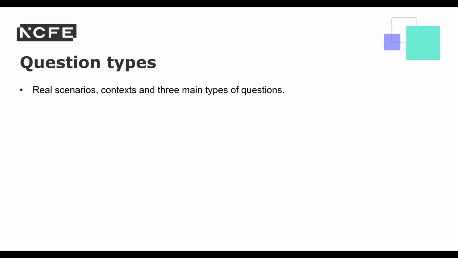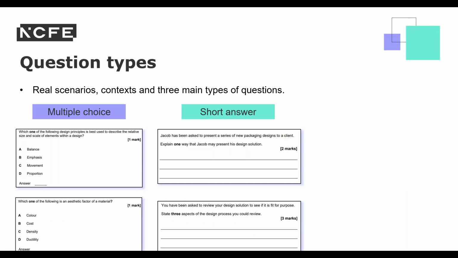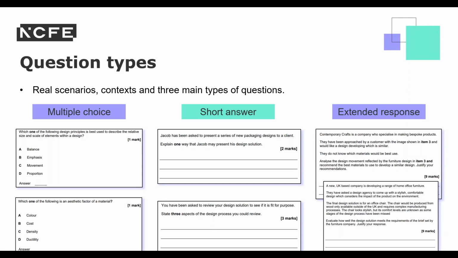There are 3 main types of questions on the external assessment, and where possible, they have been set within the context of the subject with real-world case studies. The first type of question is multiple choice and usually worth 1 mark. Multiple choice questions cover assessment objective 1. The second type of question is short answer, and they are usually around 2 to 4 marks. The third type of question is extended response questions, and these are usually worth 6 marks or more.